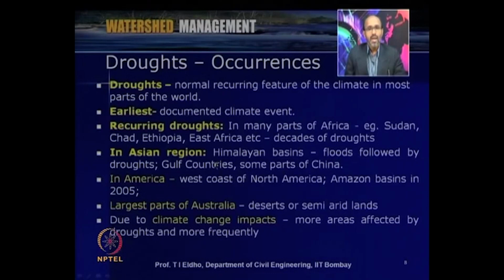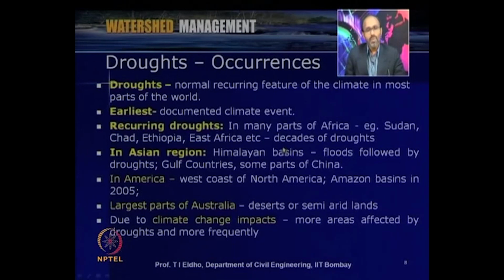So, these droughts are actually short term droughts, but in a country like India, Rajasthan, where arid or semi arid regions, we can see that these areas are very much drought prone, since generally in this region the available rainfall is very less, even some regions have just 20 centimeter average annual rainfall in states like Rajasthan. And then Gulf countries, some parts of China, and America, especially the west coast of USA, and the Amazon basins, for example, there was some drought in 2005, and then the largest part of Australia, these areas are arid or semi arid region.